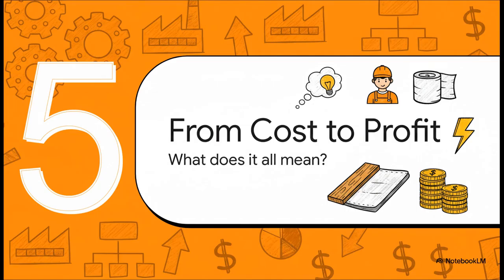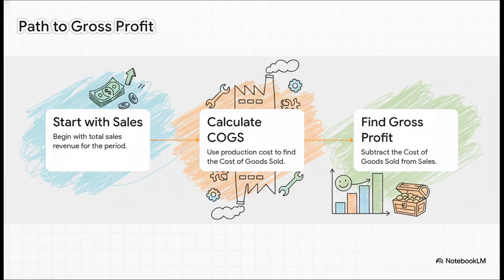So what now? What do we actually do with this number? I mean, knowing the total cost of production is fantastic, but it's really only a means to an end. The real goal, the reason we do all this, is to find out if the company actually made any money. And the path from this cost to actual profit is surprisingly simple. First, you take your total sales revenue for the year. Then you subtract something called the cost of goods sold, which is just the production cost of only the items you actually sold. What's left over?